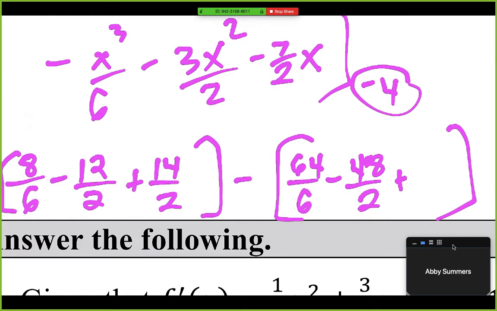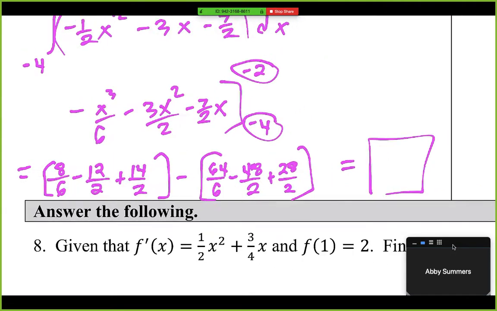And the last one, of course, 28/2. 4 times 7 is 28. Done. That's the effect of you.